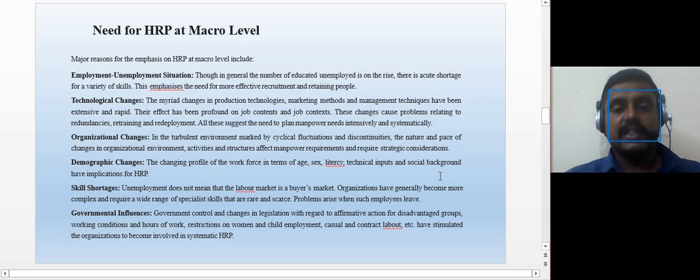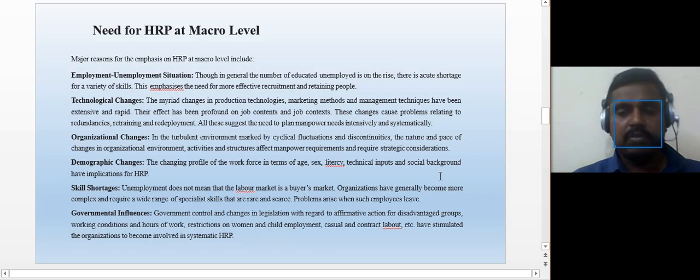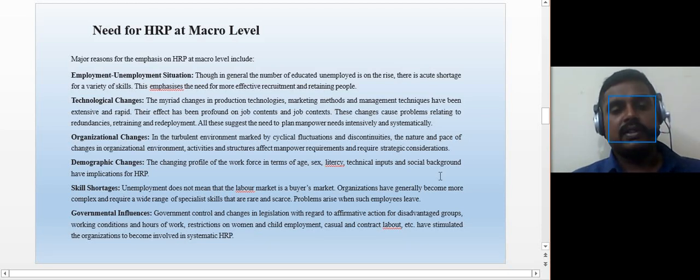What are the major reasons? The employment and unemployment situations. In general, the number of educated unemployed is on the rise. There is actually a shortage of a variety of skills. This emphasizes the need for more effective recruitment and retaining of people. So we must analyze each and everything to retain the people and give emphasis to these particular situations.